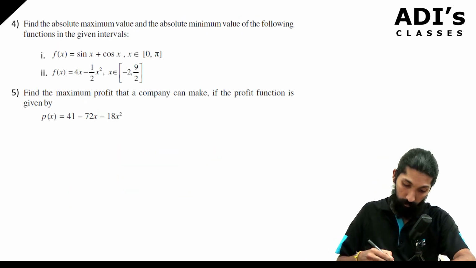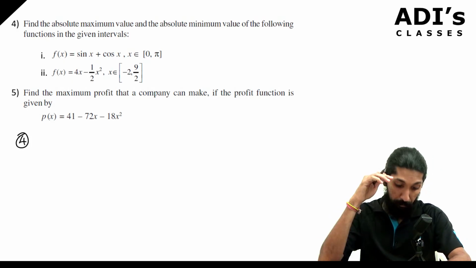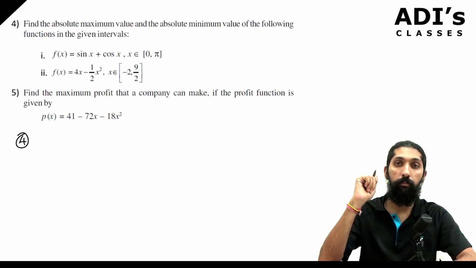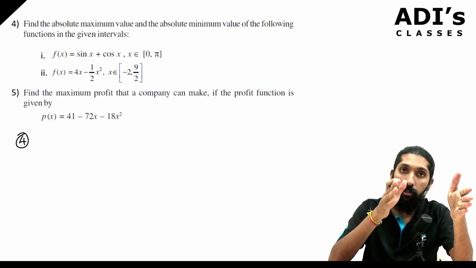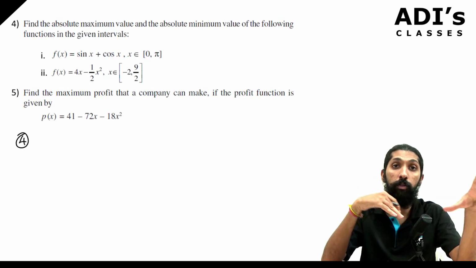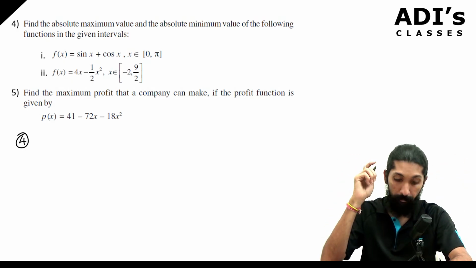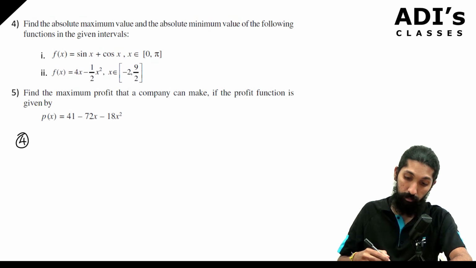See the fourth one. Find the absolute maximum and absolute minimum. For absolute maximum and minimum, we take the 2 endpoints and even the point of inflection, and we figure out which is the maximum, which is the minimum.